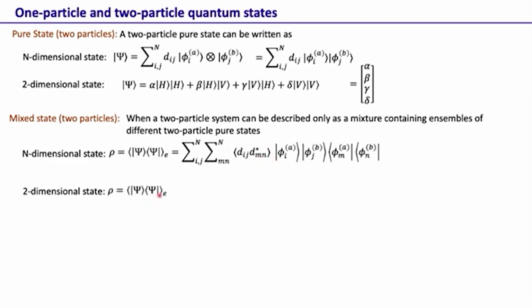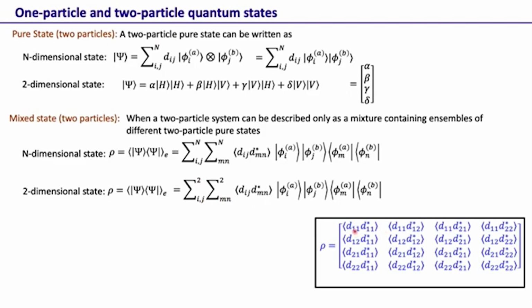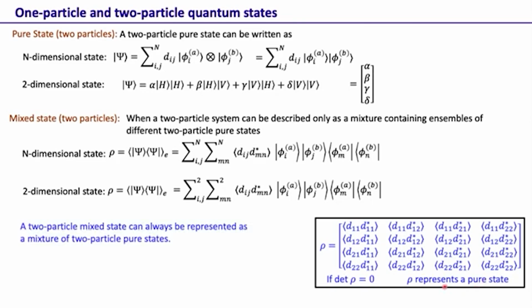In a 2-dimensional state, we can write this with the summations only going up to 2, that's a 2-dimensional space. And if we write it explicitly, the 2 particle 2-dimensional mixed state can be written like this, where all these are just the ensemble averages. So that's a 4 by 4 density matrix. Of course, when we have a 2-dimensional 2 particle pure state, that's just a 4-dimensional column vector, but this is a 4 by 4 density matrix with which we can represent a 2-dimensional 2 particle mixed state, that's a generic state. If the determinant of this rho is 0, then of course rho represents a pure state.